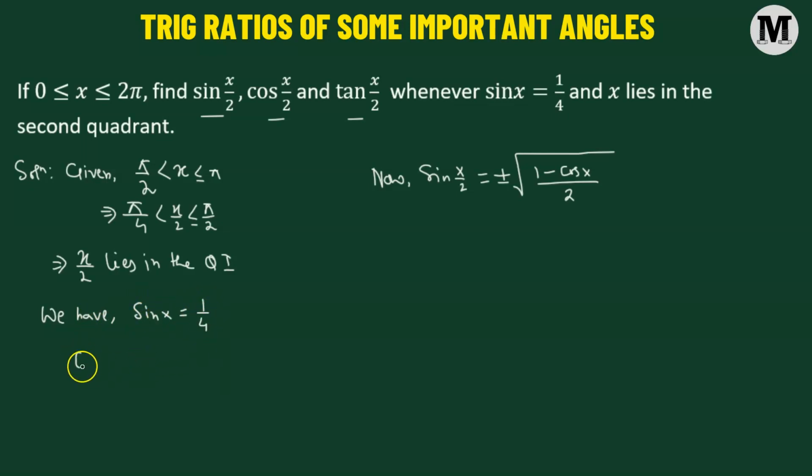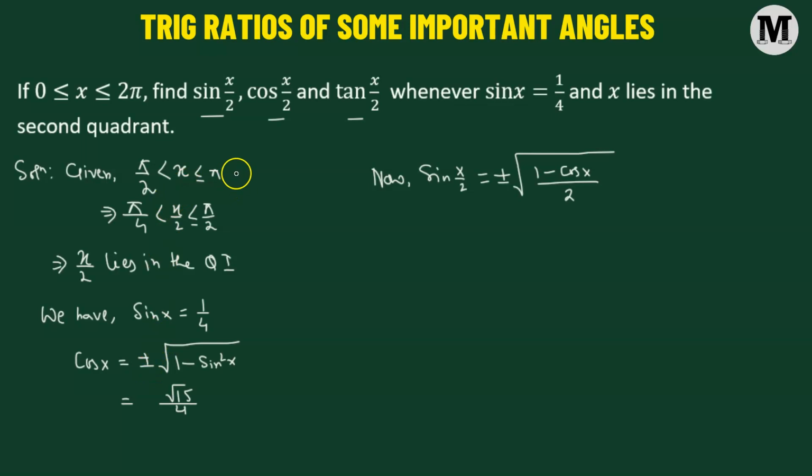Now to find out the value of cosine x, we have a formula for this. We have plus or minus the square root of 1 minus sine squared x. So when we replace the value of sine x with 1 over 4, we should get the value of cosine x, and that is going to give us square root of 15 over 4. However, we will get two values. One could be positive or negative.